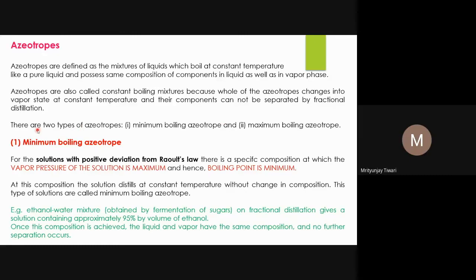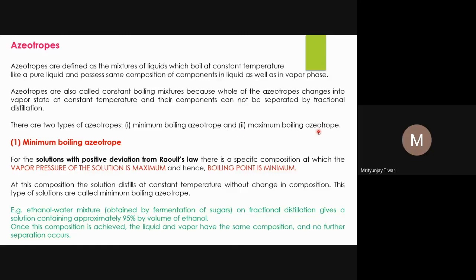The fractional distillation, you know the word and it has a meaning. The fractional distillation, the word I hope is clear. I do not need to explain it. There are two types of azeotropes. This is one thing that you should remember: minimum boiling azeotropes and maximum boiling azeotropes.